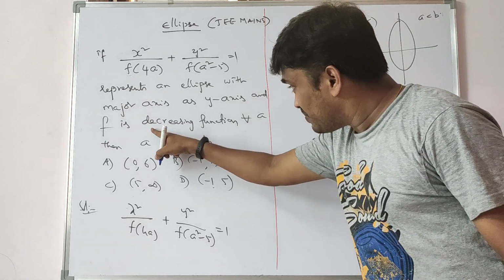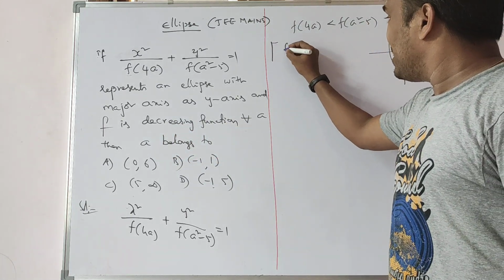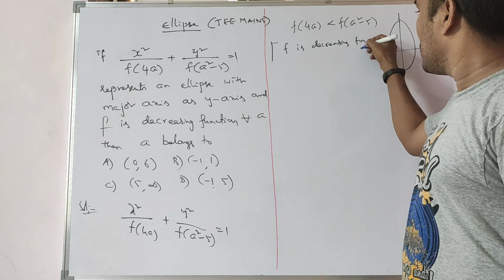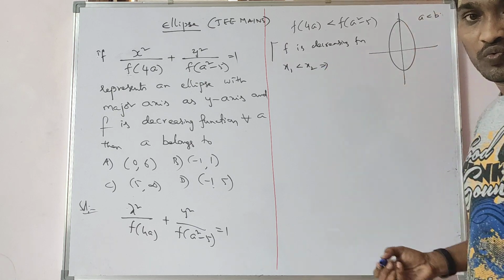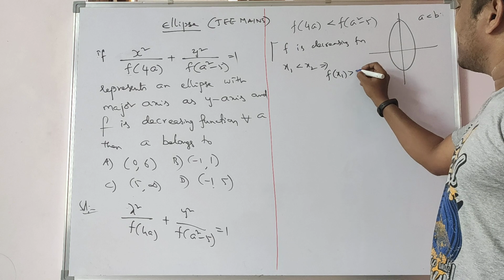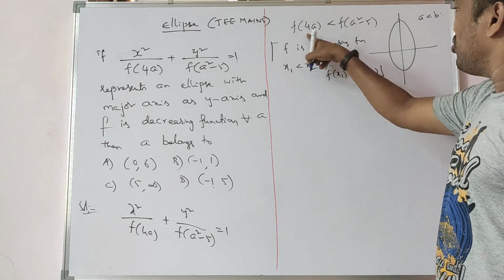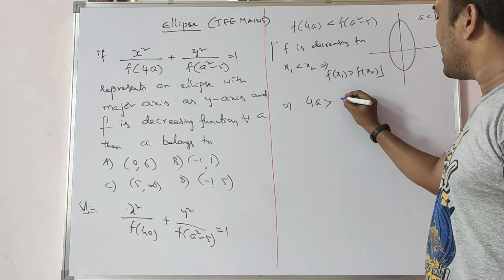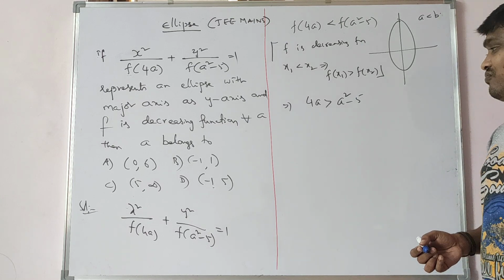And how is that? f is a decreasing function. What is a decreasing function? What is the definition? Suppose x1 less than x2. What is the meaning? f of x1 is greater than f of x2. That is the meaning. So remove f. What is the meaning? 4a is greater than a square minus 5.